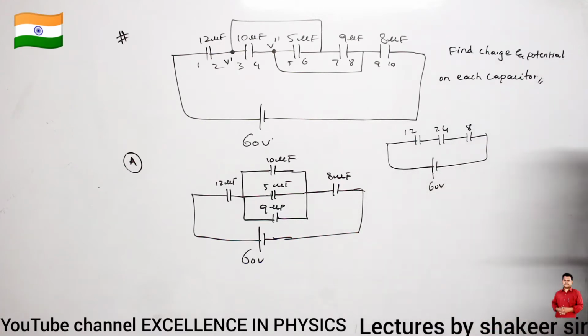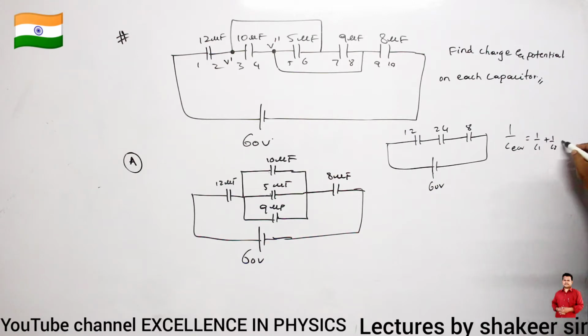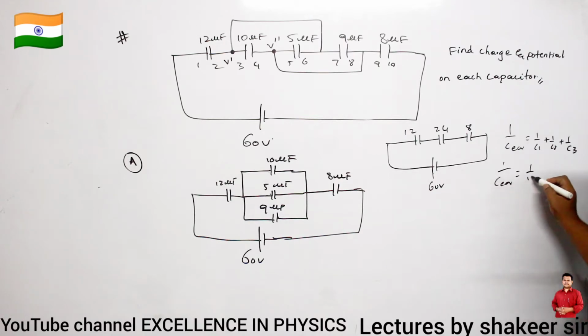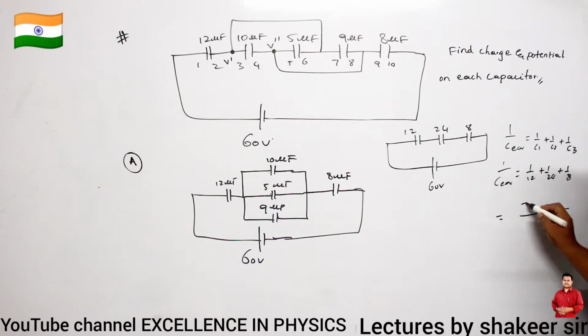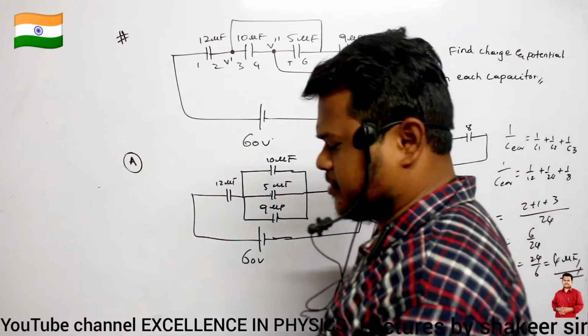So what is the total equivalent capacitance? 1 by C equivalent is equal to 1 by C1 plus 1 by C2 plus 1 by C3 because they are connected in series. So 1 by C equivalent is equal to 1 by 12 plus 1 by 24 plus 1 by 8. LCM I can take as 24. So 2 plus 1 plus 3. How much is it? It is 6 divided by 24. So C equivalent is equal to 24 divided by 6. So 4 microfarads is the total equivalent capacitance. Are you able to understand? So 4 microfarads will become the total equivalent capacitance.